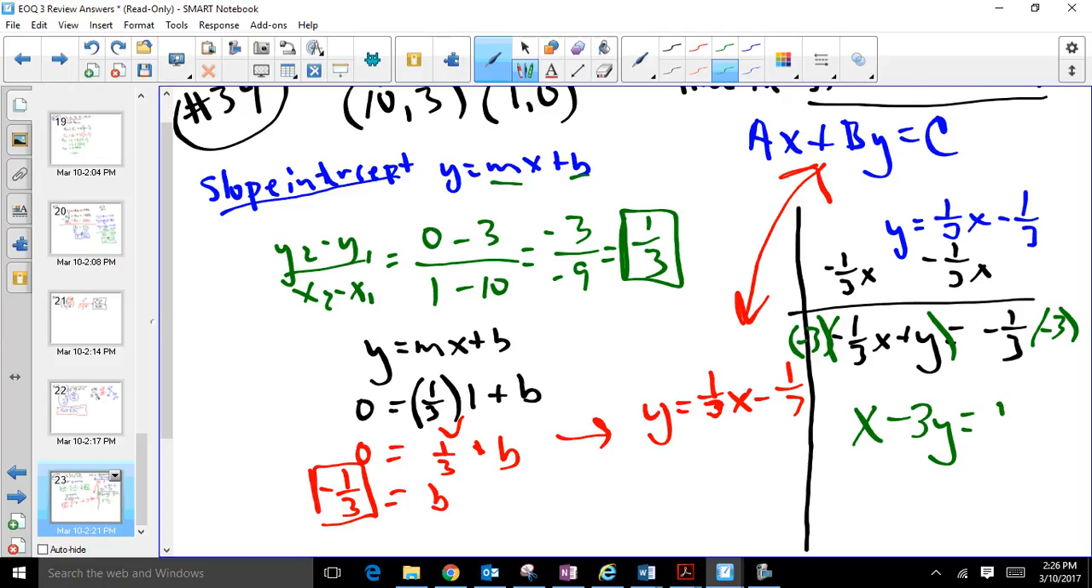So in the end, it's x minus 3y equals 1. That is our standard form. It matches with this choice right here.